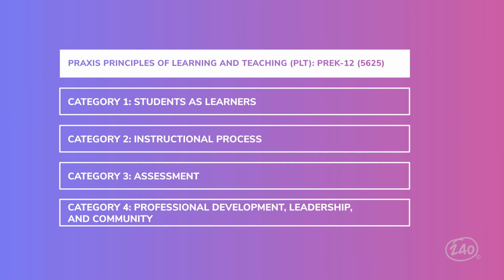We made it to the last category. Category 4 covers professional development, leadership, and community, and it's worth about the same amount of your overall score as Category 3, with about 19 questions. Here, you'll need to know about collaboration, both with other professionals and with students' families. You'll also see questions about improving your practice as a teacher, including specific vocabulary related to professional development.